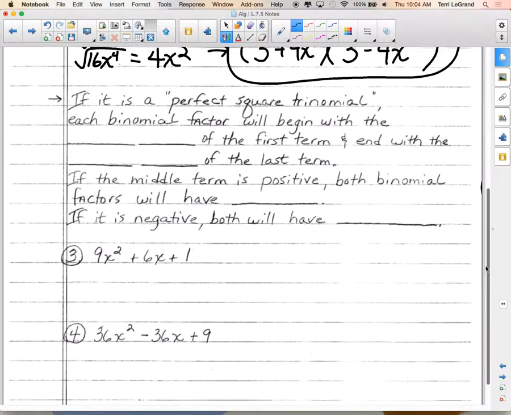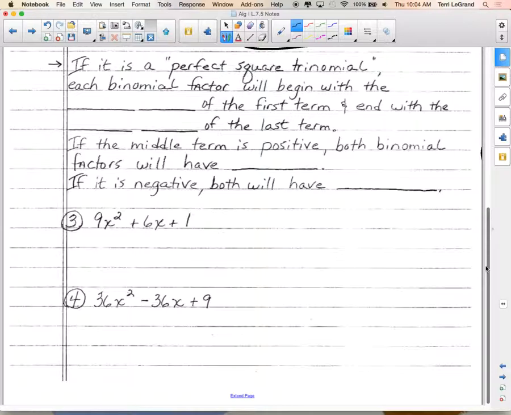Okay, let's go on to, well, what if you have run it through the test and it is a perfect square trinomial? You've determined it is. How can you shortcut this one? Well, each of your binomial factors will begin with the square root of the first term. Seems like there's a lot of square rooting going on here today. And it will end with the square root of the last term.